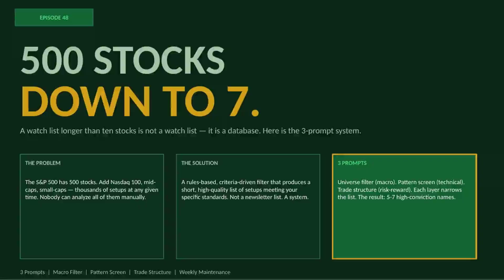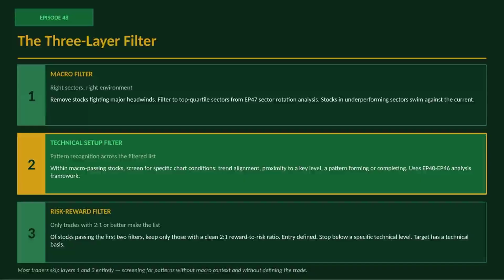AI does not replace the judgment required to build this system, but once you define your criteria, AI can apply them to hundreds of stocks in minutes, a task that would take a human analyst an entire day. Let me show you how. A good technical watch list is built in 3 layers, each one narrowing the universe further.